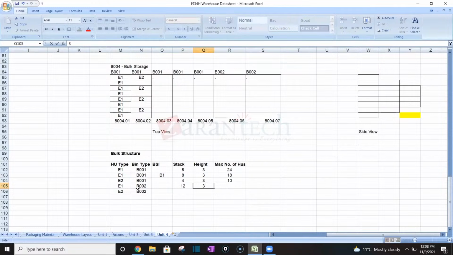So let's say we have B002 bins, which are slightly wider, we can store 2 pallets side by side. So let's say we can store 16 here, and here we can store 8. I mean, it's like double the size. Okay. So let's say I'll store 24 here, and B002, I'll just say 22. So they will visualize this, and they will do their calculation and tell you what is the maximum number of HUs that can be stored.